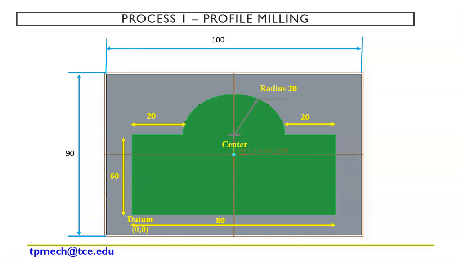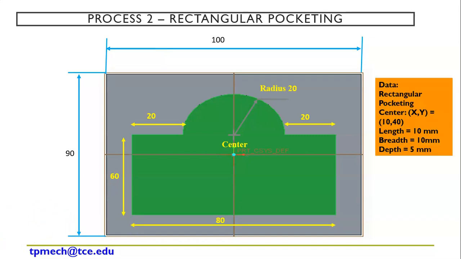This is my profile I am going to make, right? So always we know that the datum is considered as 0, 0. So the next one is a rectangular pocket. So the data are given here. For the rectangular pocket, the center x, y is 10, 40, right? So length is 10 mm, breadth is 10 mm, size of the pocket 10, 10. So obviously it's a square pocket, right? So depth is 5 mm, right?